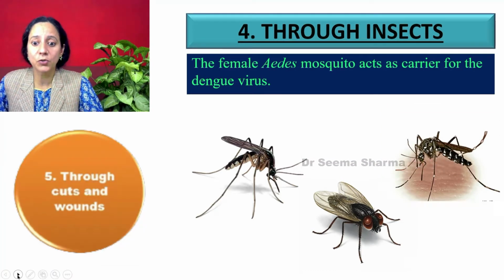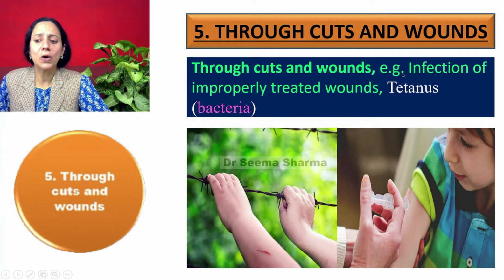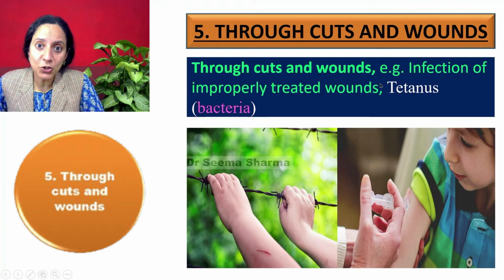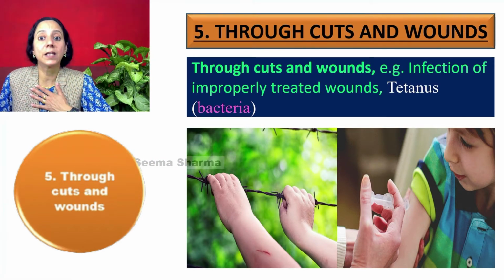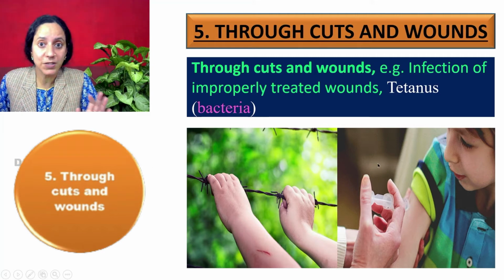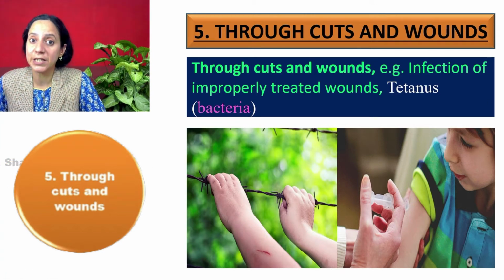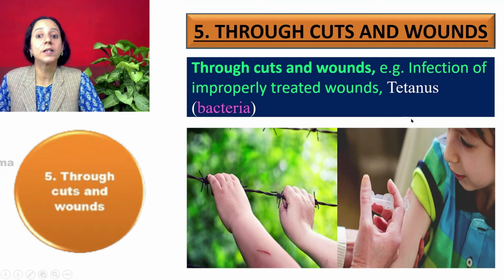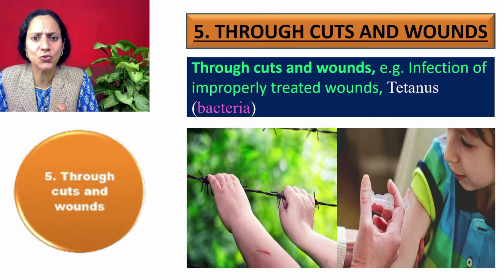An equally important route is through cuts and wounds. Through cuts and wounds also a number of opportunistic harmful microbes get an entry into our body and make us sick, and they are responsible for a number of diseases. One such opportunistic harmful microscopic organism is Clostridium tetani, which is responsible for tetanus. It's a very painful disease.